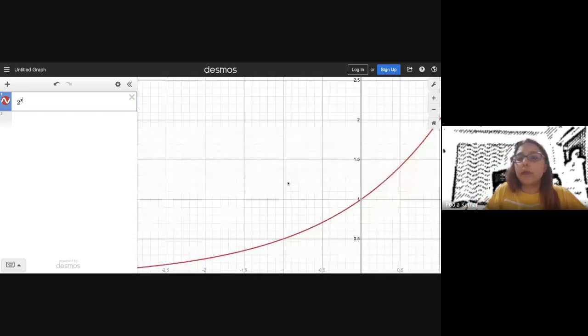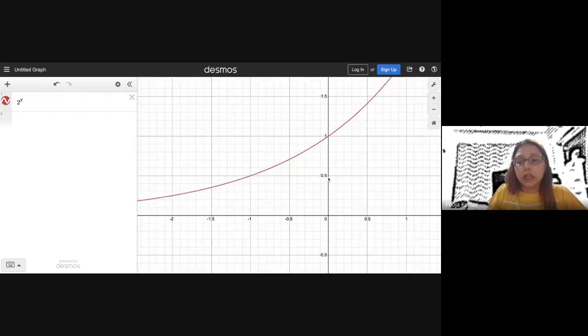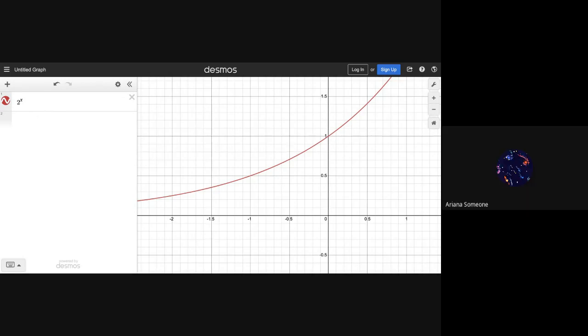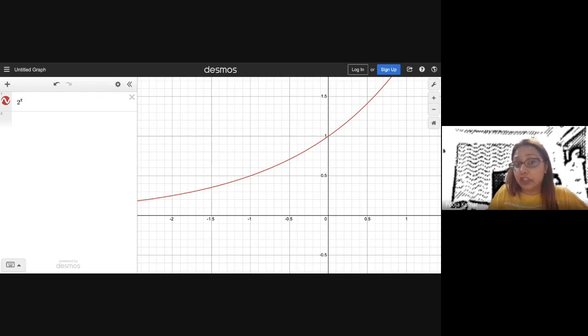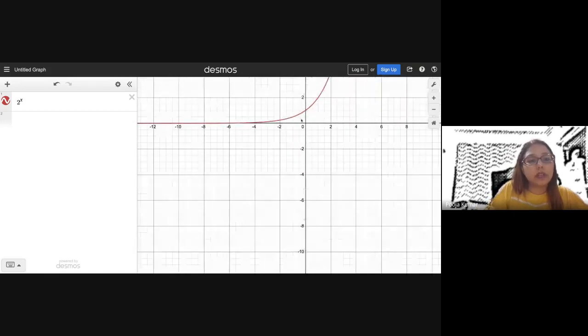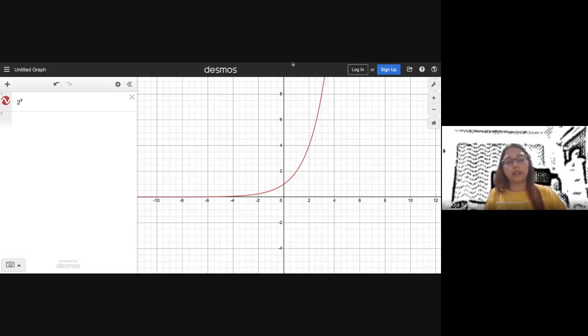You know how to plot a graph? I'm not talking about sketching, I'm asking about plotting of a graph. So f(x) is 2 raised to power x. How will you plot this? This is your question. You have to plot this.